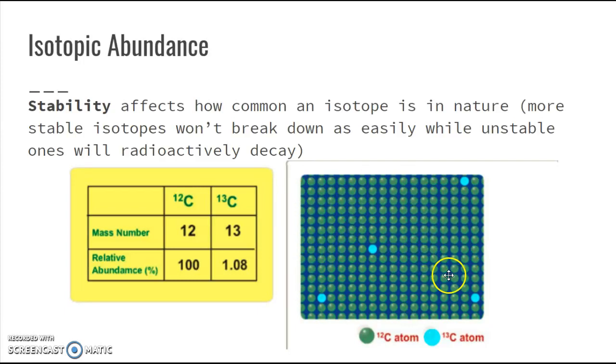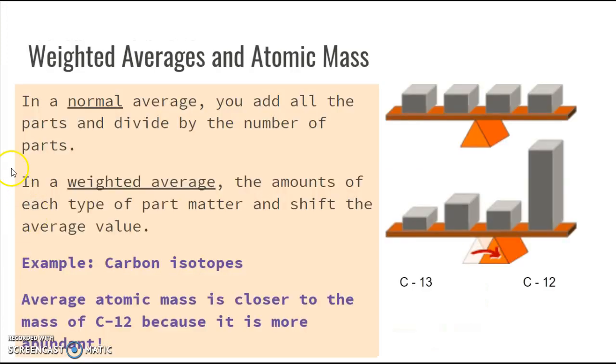So when you look at this, if I took the mass of this whole thing and then divided it by 400 atoms, I should get a number close to the mass of just a regular carbon atom, carbon-12, because way more of the atoms in this sample are carbon-12. And that's the same thing for our average atomic mass on the periodic table, and we're going to talk about that in the next slide.